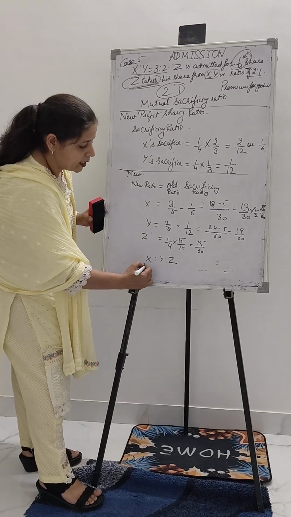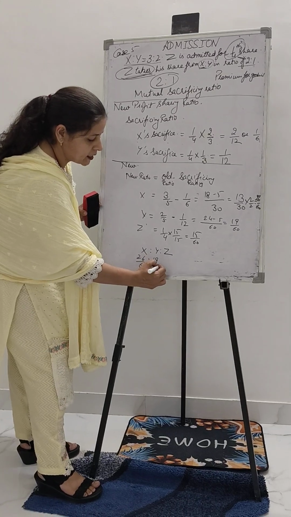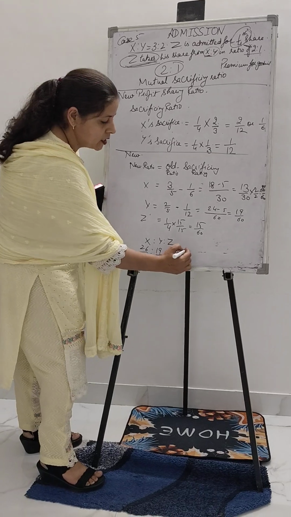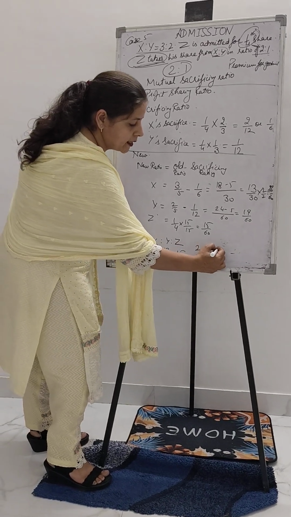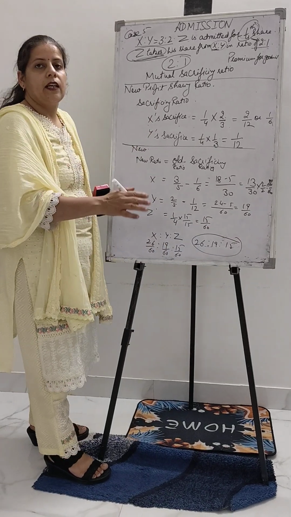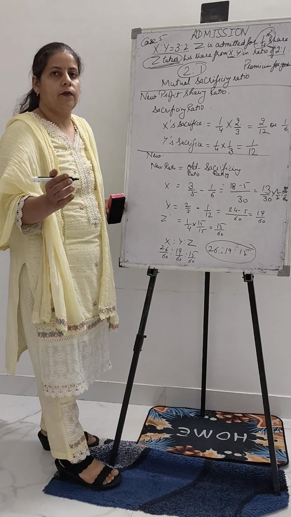Now what is the new ratio amongst X, Y and Z? Here it is 26/60, 19/60, then we have 15/60. So what is the new ratio among themselves? That is 26:19:15, in which they would be sharing profits in the new partnership firm.